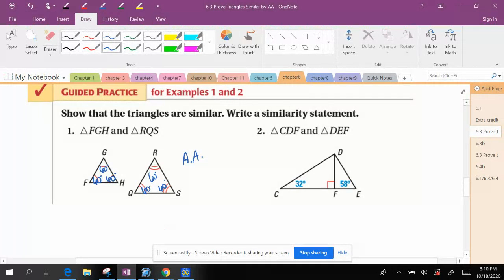Since they're all 60 degrees, it doesn't really matter which one you match it up with, but I would just use what they gave us. Triangle FGH is similar to triangle RQS.